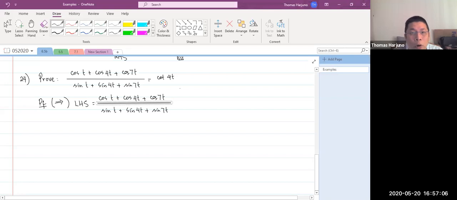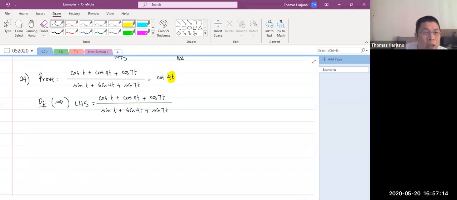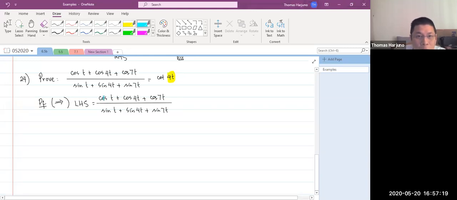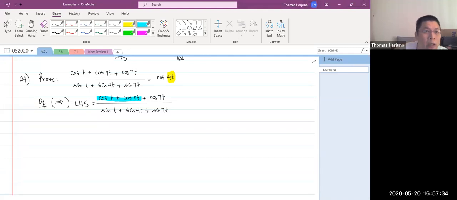But before you go on, I want you to realize that we want to have cotangent 4t. Now, what makes this question a bit more difficult is that we actually have the following choice. Take a look here. Don't do anything yet. You may think you want to combine these two. But when you combine these two, you will get half of 5t and half of 3t. Which is not what we want. We want something with 4t.